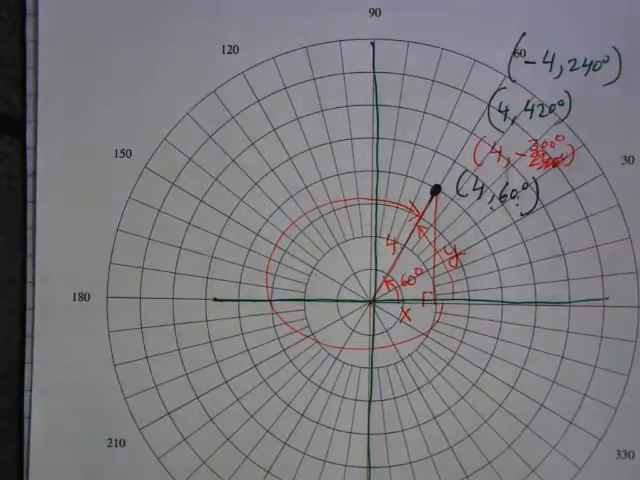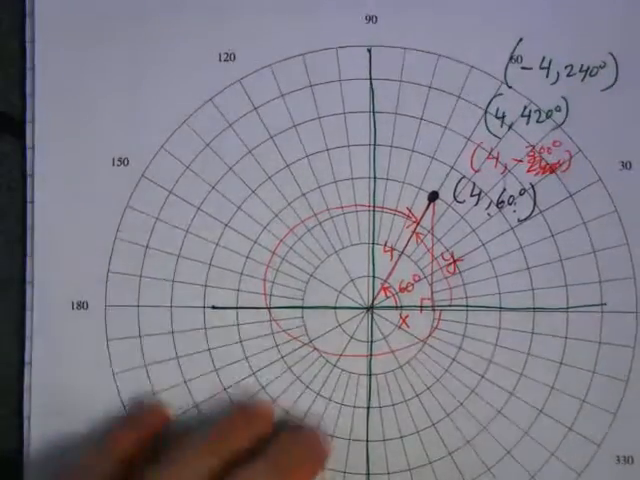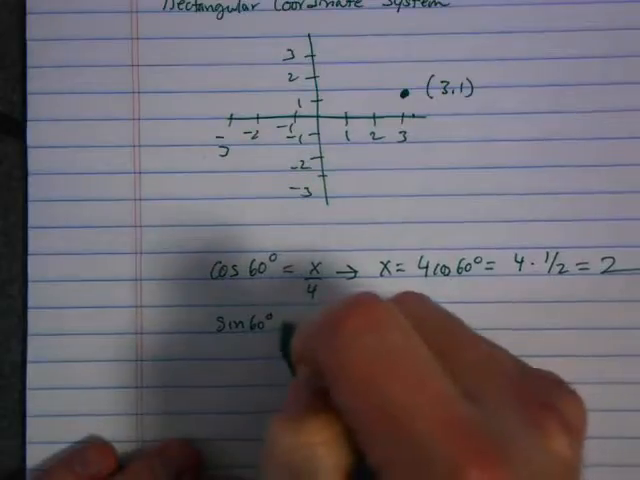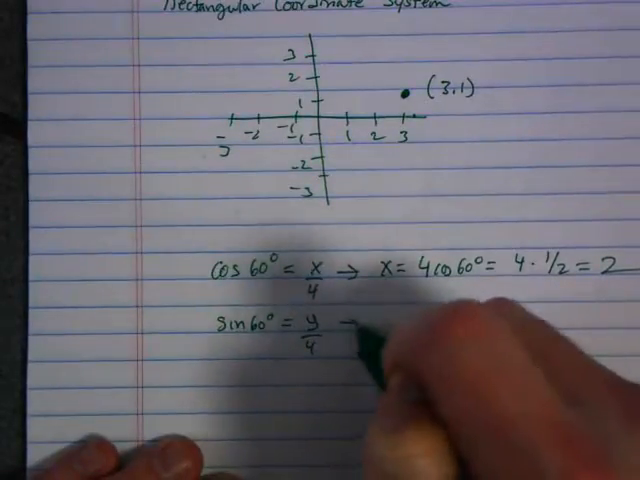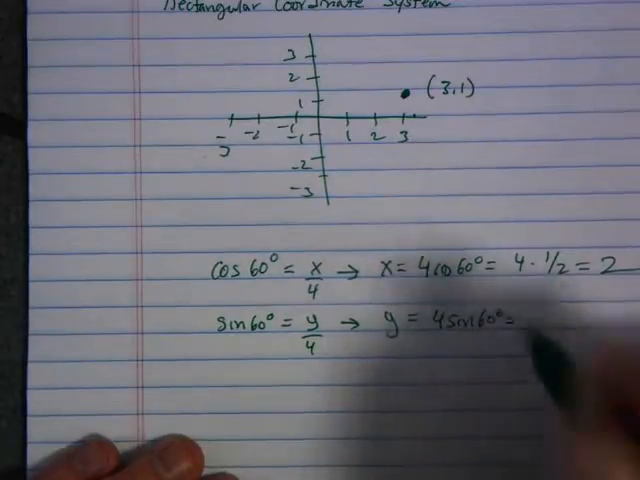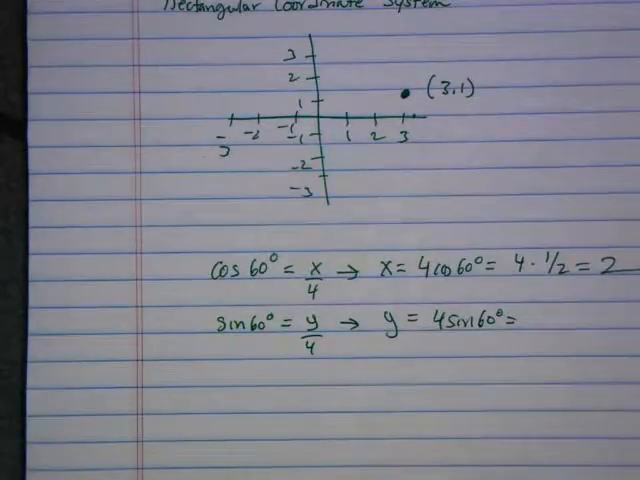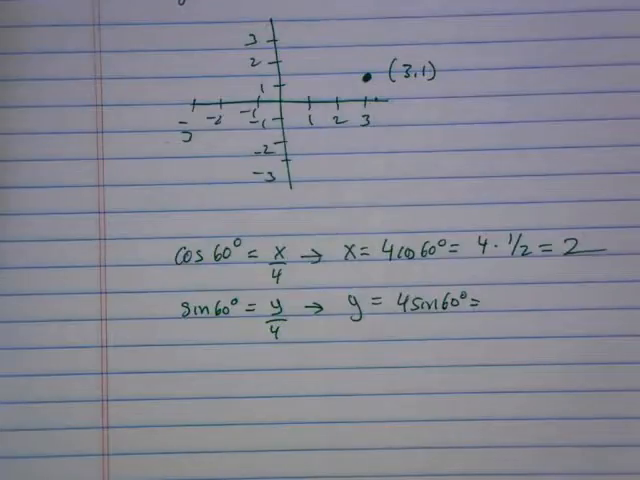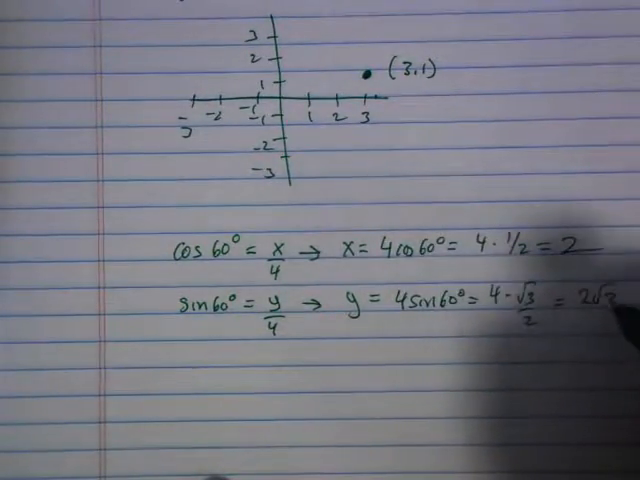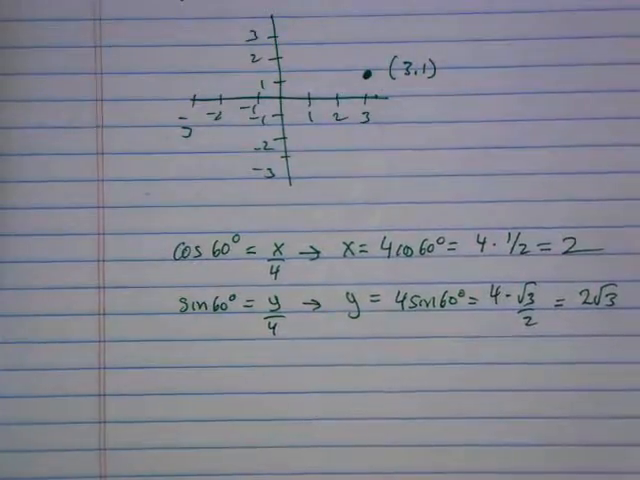To find Y, we can use sine. So sine of 60 degrees is Y over 4, which means Y is 4 sine of 60 degrees. And the sine of 60 degrees happens to be square root of 3 over 2. So that's 4 times square root of 3 over 2. That's 2 square roots of 3.